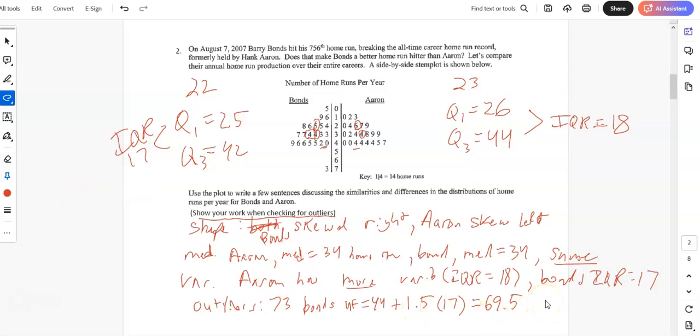Okay, so 69.5 is in there. That's the fence. So 73 is outside the fence, so it is an outlier. We can see that for sure.